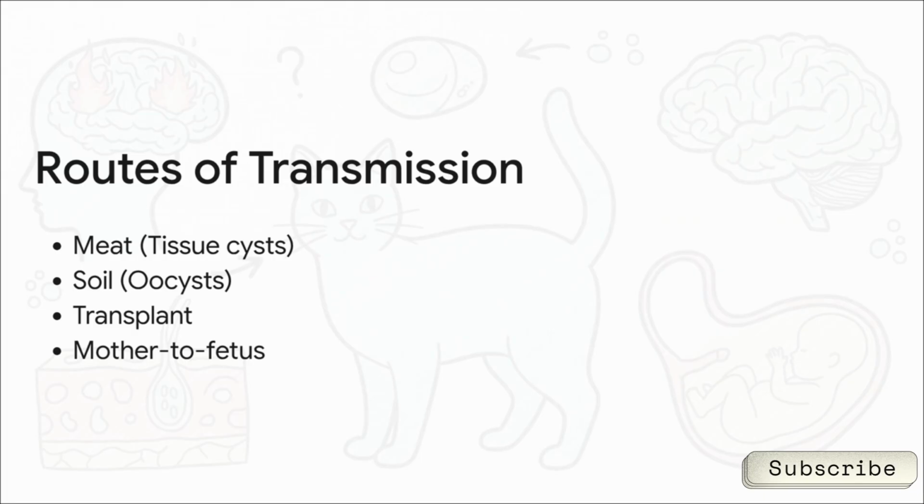I want you to circle the first point in your notes, literally draw a big circle around it, because ingestion of tissue cysts from undercooked meat is absolutely the most common route of transmission tested on the boards. Seriously, don't let them trick you into thinking it's always the cat litter. Though, to be fair, ingestion of sporulated oocysts from contaminated soil or water is the second route. Number 3 is via blood transfusion or an organ transplant, and the fourth is mother to fetus, where those active tachyzoites actually cross the placenta.